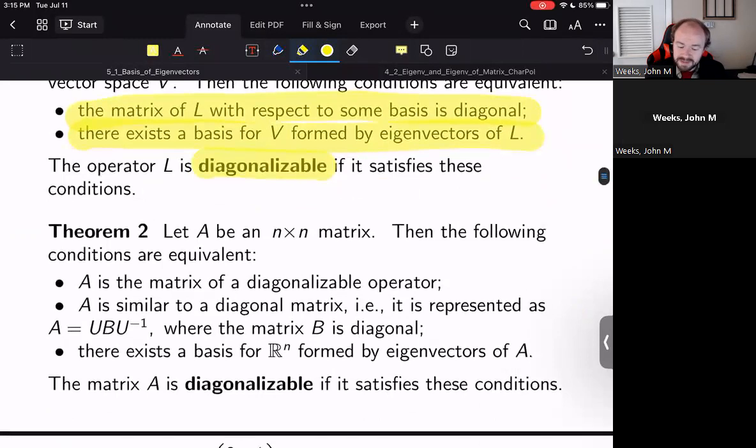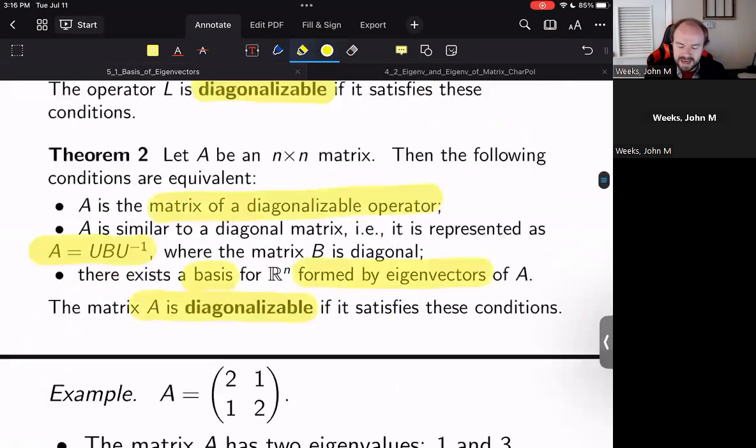In the space of matrices, though, this is exactly the formula that we have. A equals U B U inverse, where B is diagonal. This is the matrix of a diagonalizable operator. And, of course, by our previous theorem, that gives us a basis formed by the eigenvectors of A. So we can be writing these operators in a very neat way. So this was when we say matrices are diagonalizable.